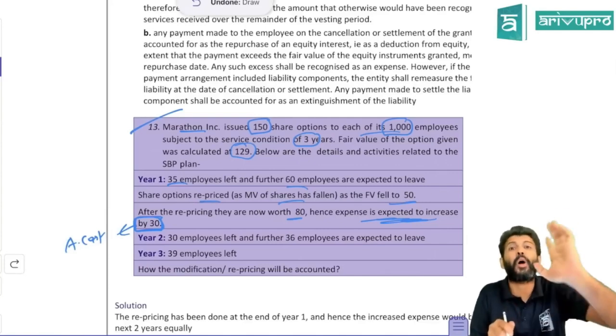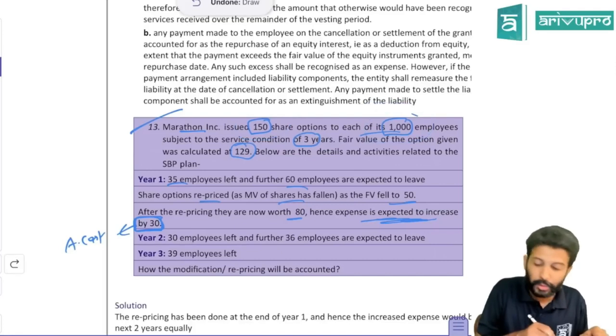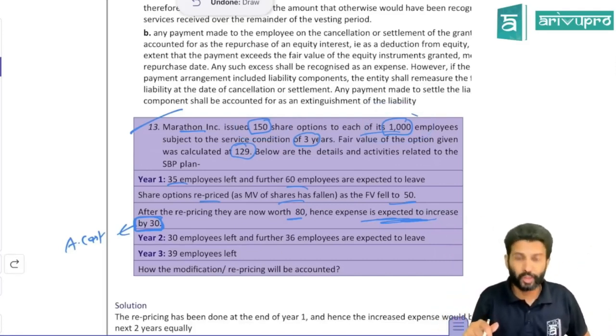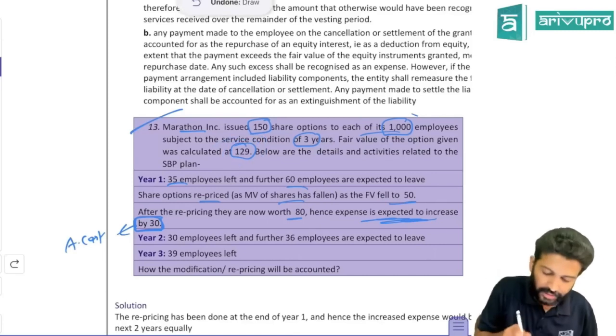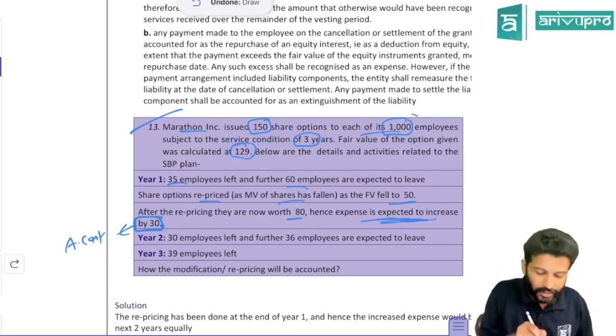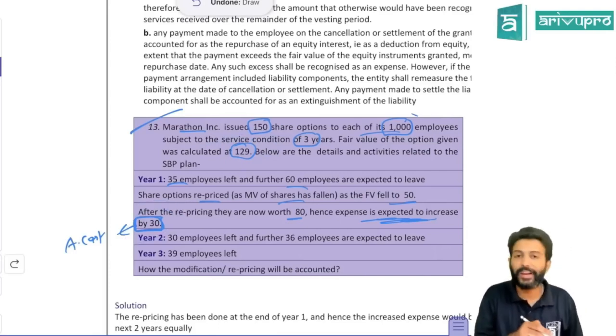Additional cost per option. How many such options do we have? 150 options, and all those options you have not given to one employee, you have given to 1,000 employees. In the original expenditure, the fair value on one share is 129. That is your grant date fair value. Due to modification, you are suffering 30 extra. So it is not 129 anymore. It is 129 and 30. So this is due to additional cost.